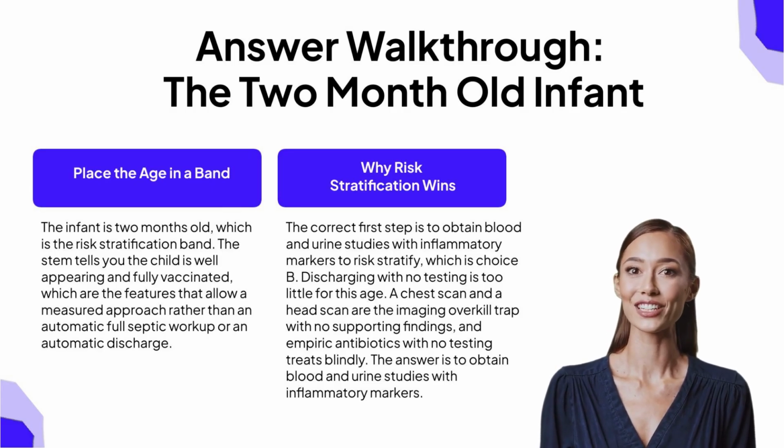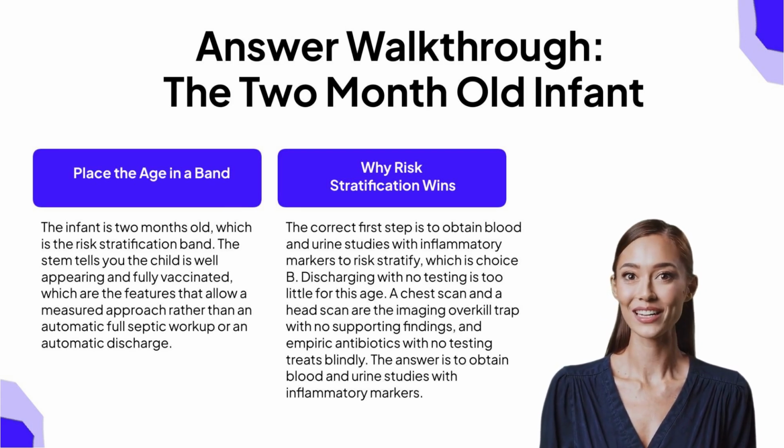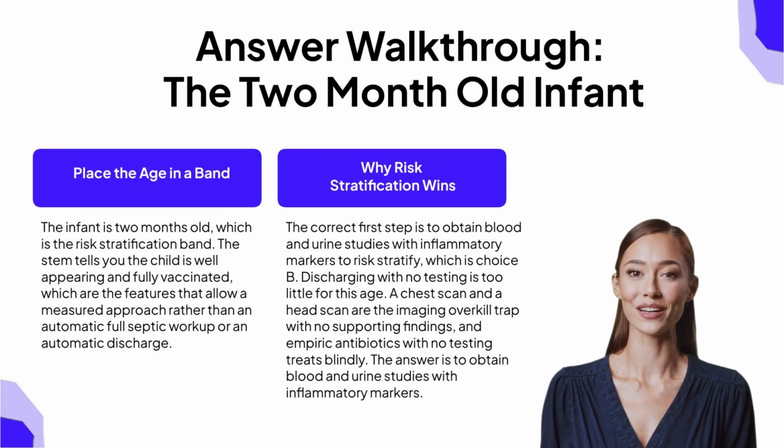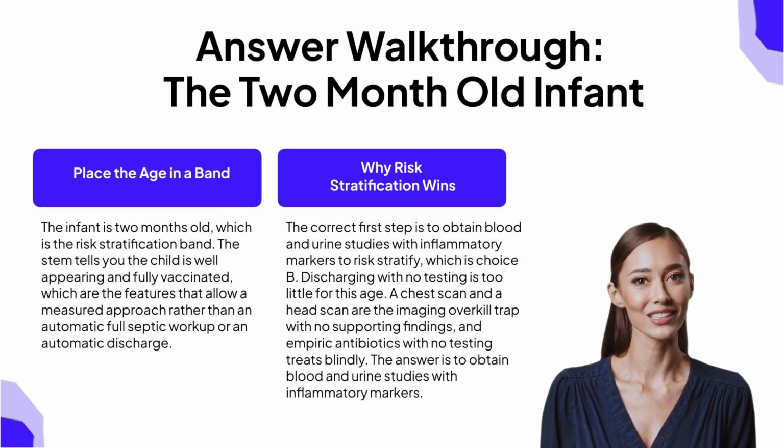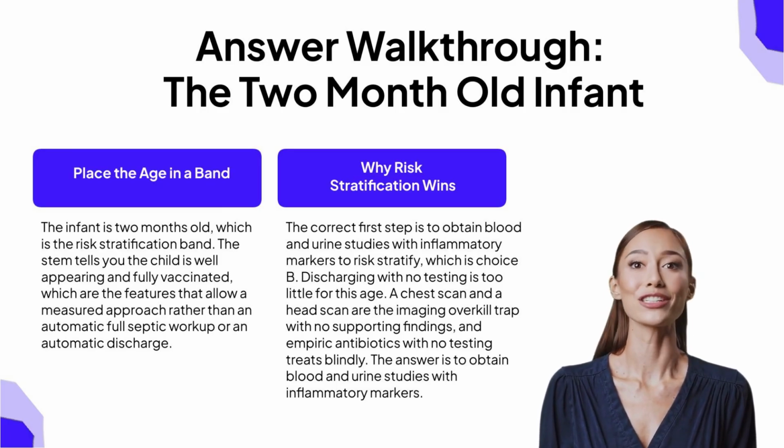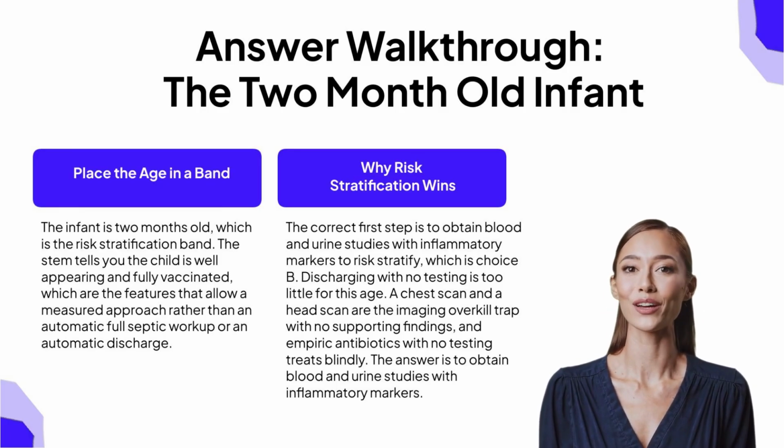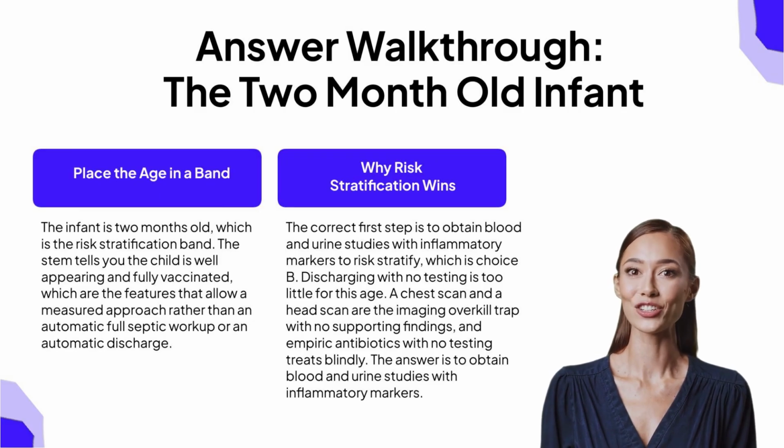First, place the age in a band. The infant is 2 months old, which puts the child squarely in the 1 to 3 month risk stratification group. The stem tells you the infant is well appearing and fully vaccinated. And those two features are exactly what allow a measured approach instead of an automatic full septic workup or an automatic discharge. Now, why does risk stratification win?